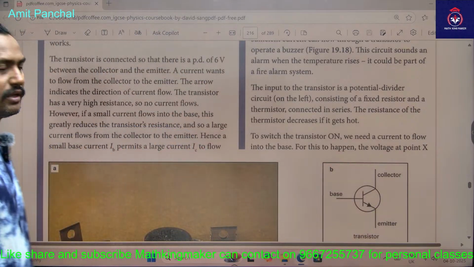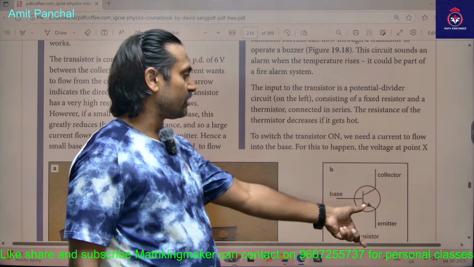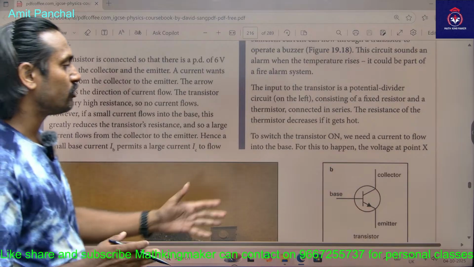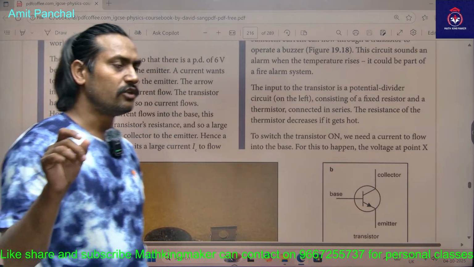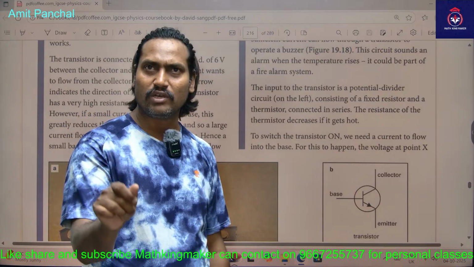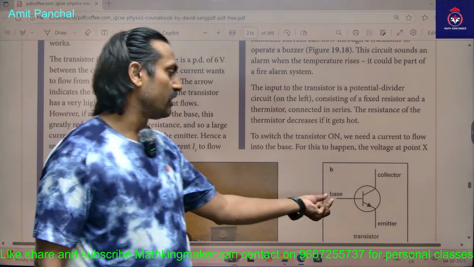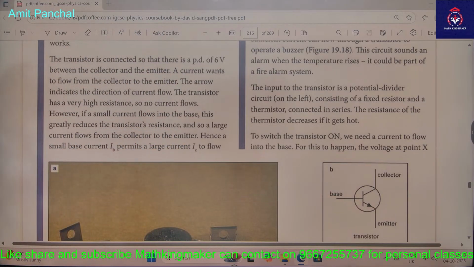As you see, it is 6 volt in between collector and emitter. So whatever current you want in emitter, that can be controlled by a base, as you control the speed of a fan by a regulator. So that behaves like a regulator. The arrow indicates the direction of current flow.